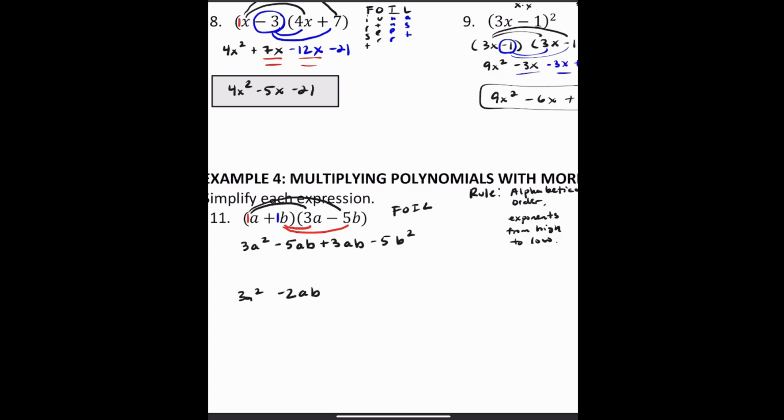And lastly, we have that negative 5b squared. We can't combine that with anything else, so this is your answer. So 3a squared minus 2ab minus 5b squared is your answer.